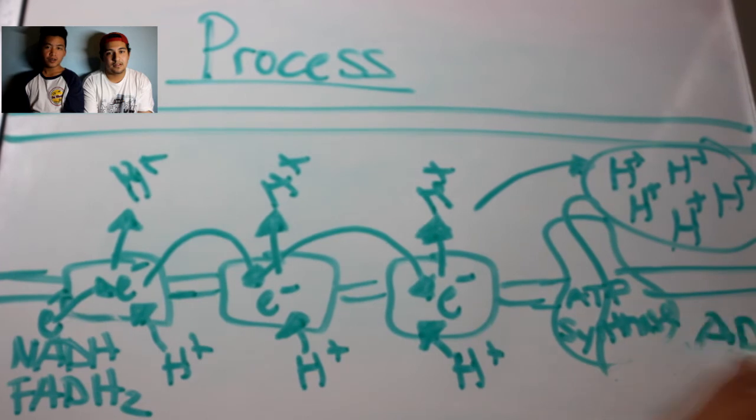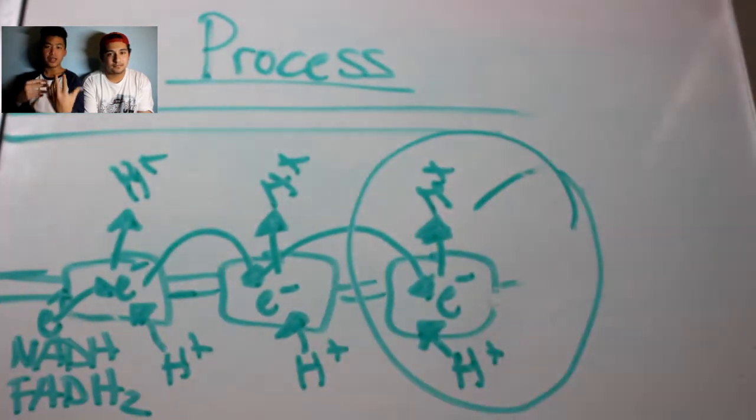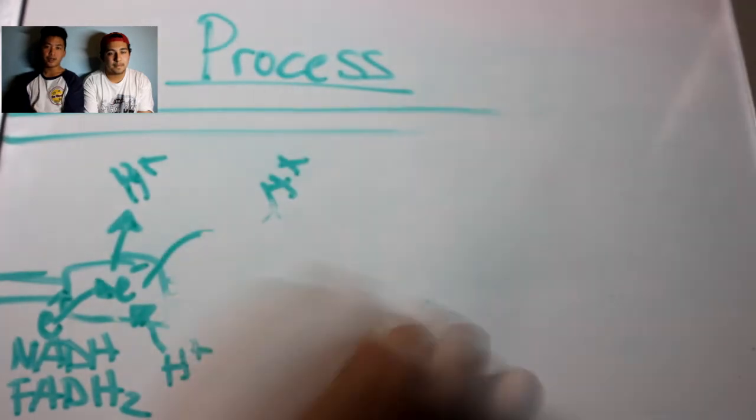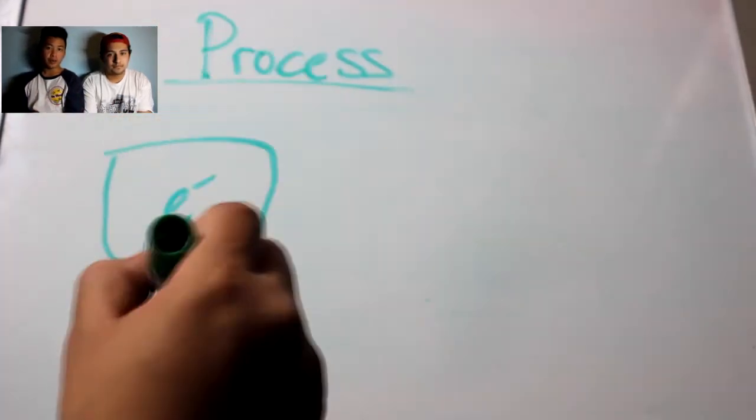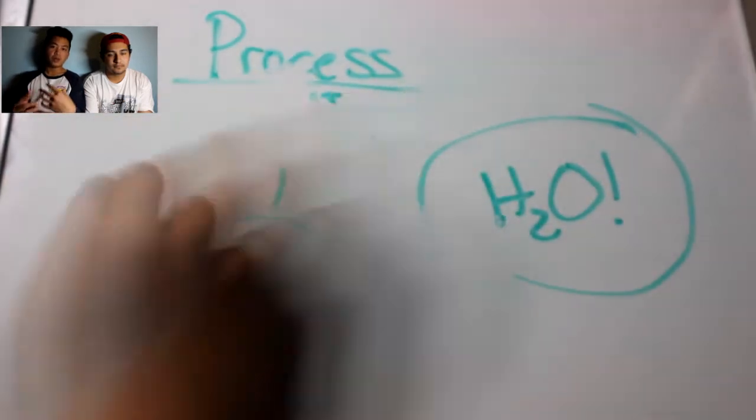These hydrogen gradients go back through the ATP synthase, where ADP is converted to ATP. Essentially, this hydrogen gradient needs to be replenished below the protein complex, which it does with oxygen, O2, to form a molecule of water, H2O.